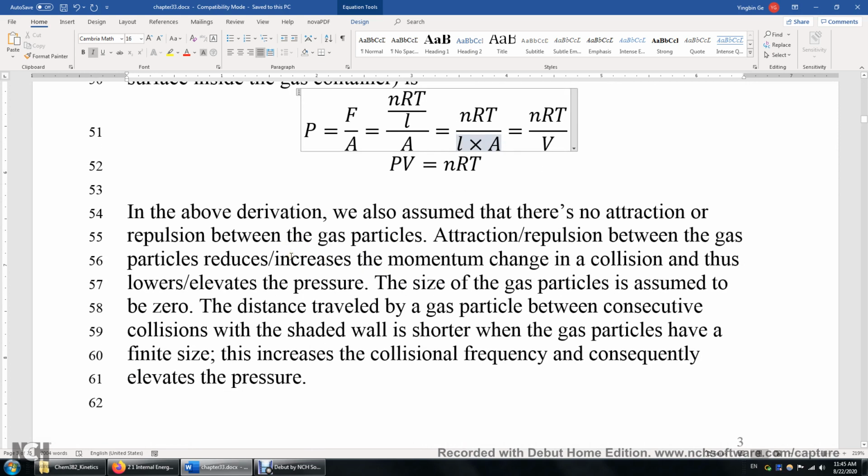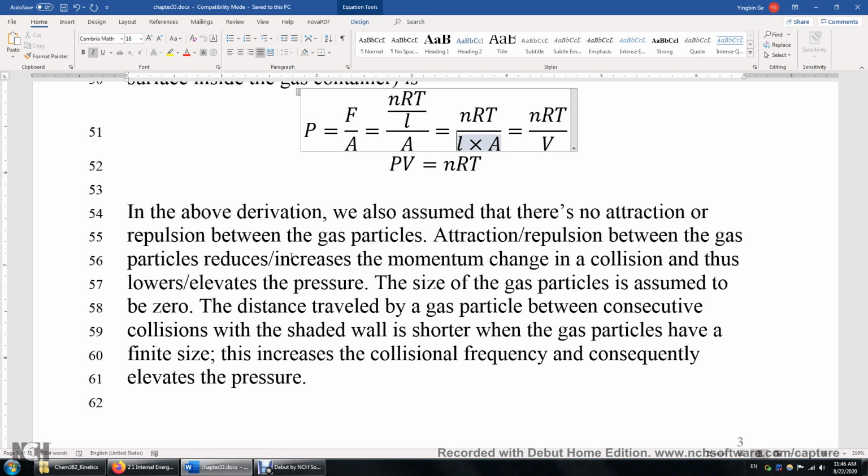In this derivation, we also assumed that there's no attraction or repulsion between the gas particles, because if there is attraction, the gas particles will pull each other towards the center of the container. That will reduce the momentum change and reduce the pressure. Well, if the gas particles repel each other, that will increase the momentum of those particles towards the surface. And then that will increase the momentum change undergone by a particle in a collision. That will increase the pressure. So again, attraction reduces the pressure. Repulsion increases the pressure. Also, we assumed the size of the gas particles is 0.